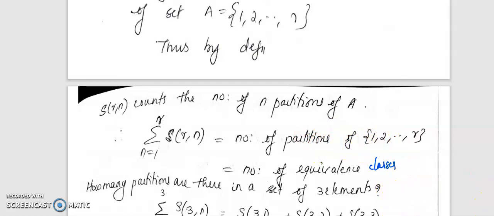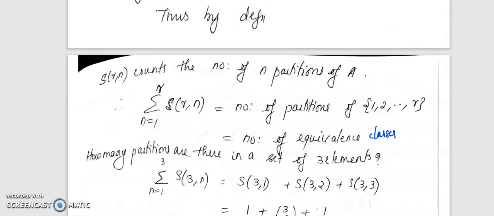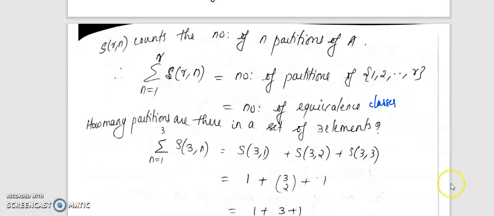For example, let us look at how many partitions there are in a set of 3 elements. The number of partitions in a 3 element set will be given by the summation n equal to 1 to 3. You can have 1 partition, 2 partition and 3 partition. There are 3 objects, so that will be S(3,n), where n varies from 1 to 3. That will be S(3,1), S(3,2) and S(3,3). S(3,1) is the number of ways of distributing 3 objects to 1 box, and that can be done only in one way.